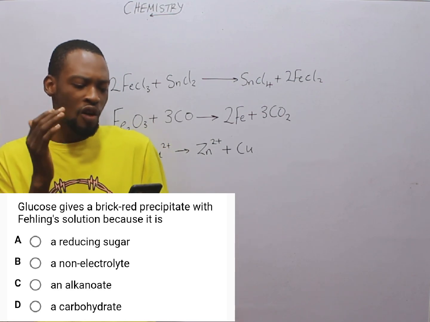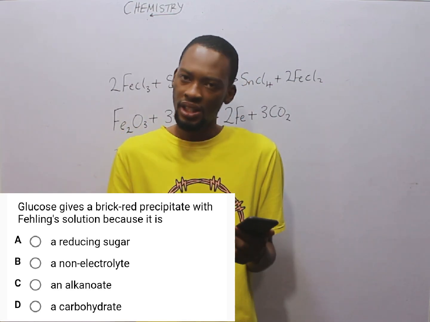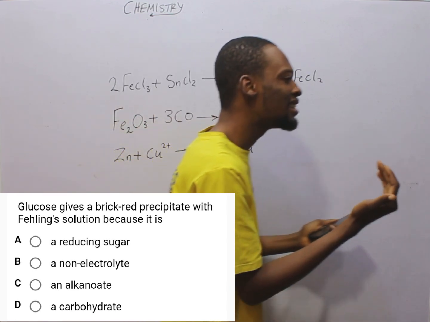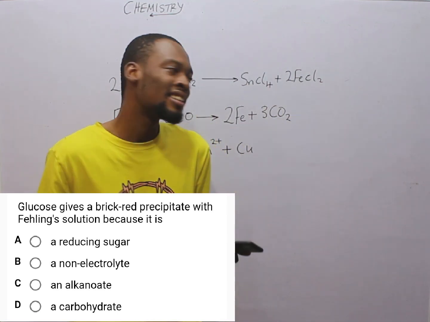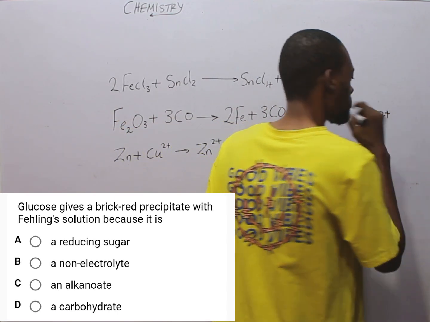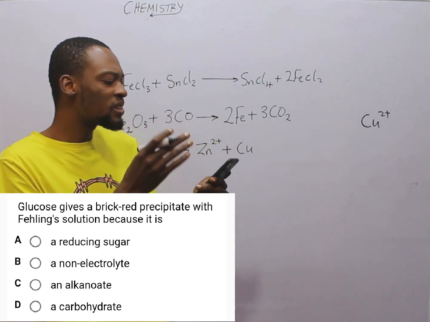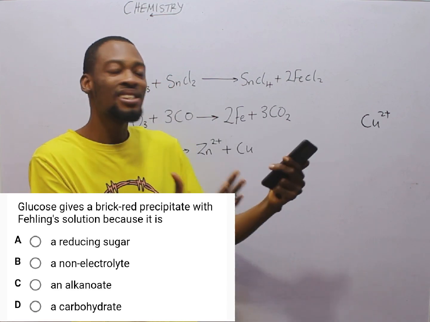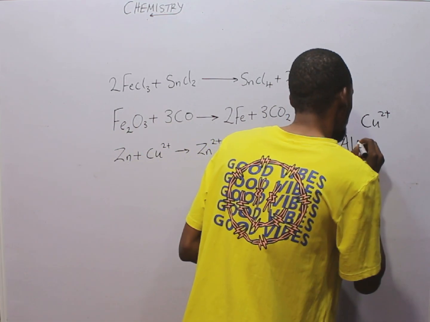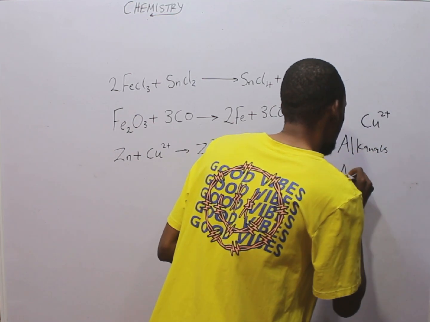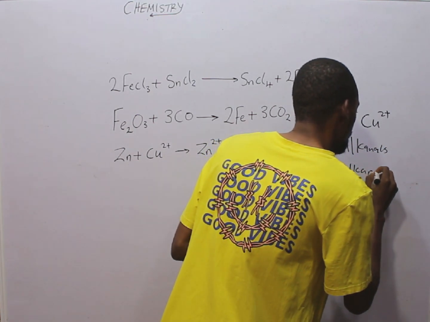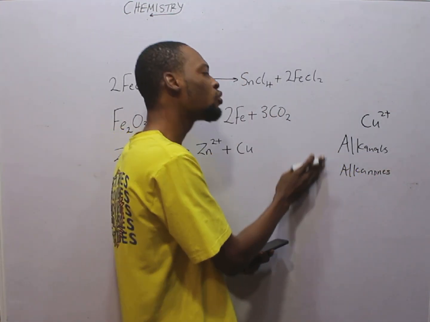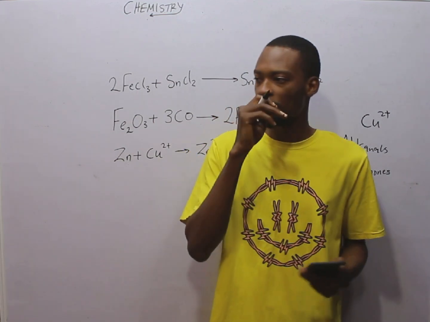Now, in Fehling's test, why does glucose give brick red precipitate? What is Fehling's solution? Fehling's solution is a mild oxidizing agent that contains Cu2+. Mild oxidation. And what is Fehling's test used for? It is used to test for reducing agents, and it is also used to distinguish between alkanals and alkanones. Alkanals and alkanones can be distinguished using Fehling's solution.